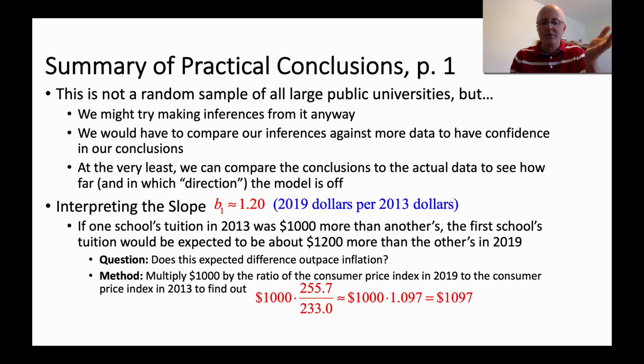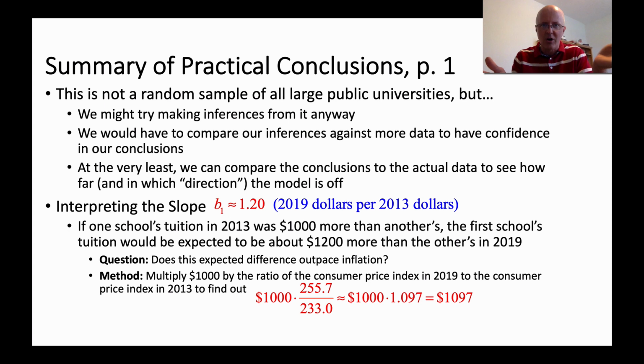It's just a ratio of two numbers, where the 2019 is the 255.7, the 2013 is the 233.0. That ratio is bigger than 1. What that's going to mean when you multiply it by 1,000 is it's going to give you a number, which you can see is 1,097, where the buying power of $1,097 in 2019 is essentially equivalent to the buying power of $1,000 in 2013. You can buy the same amount of stuff in general.